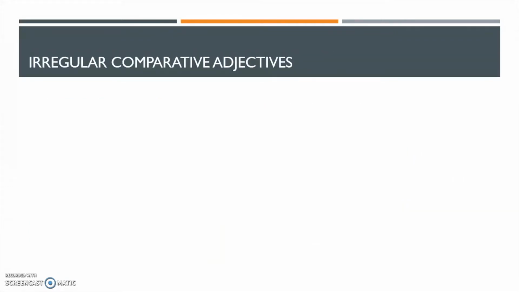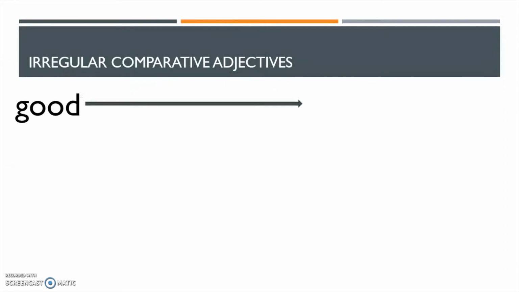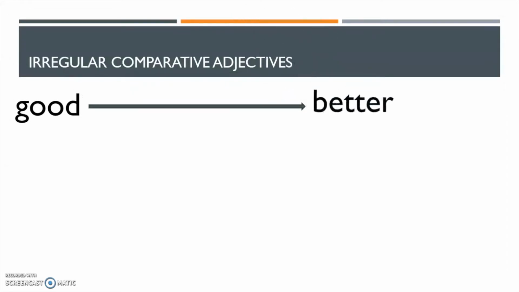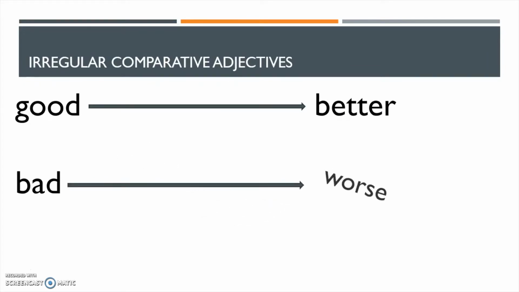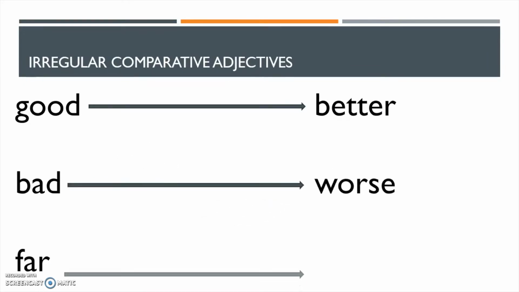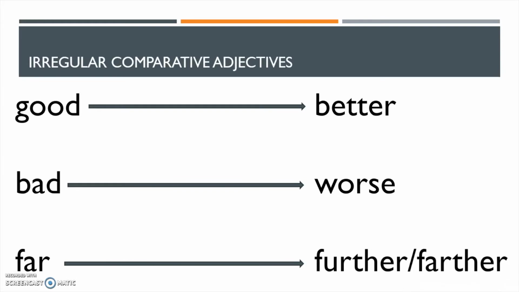We have a few irregulars you need to keep in mind. Good becomes better, bad becomes worse, and far, you have the option of using further or farther. They are exactly the same. Further and farther are exactly the same.